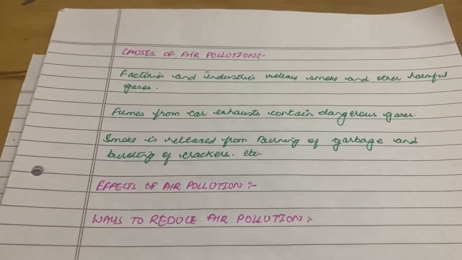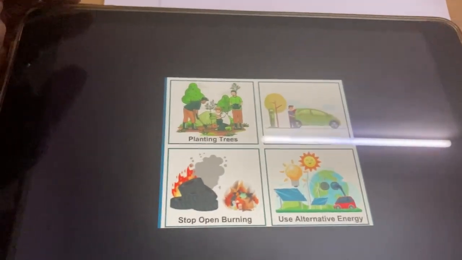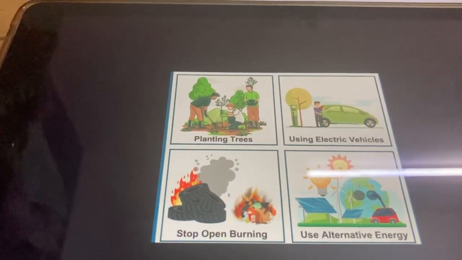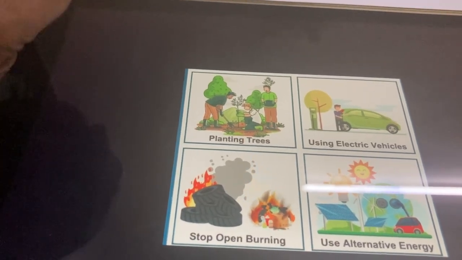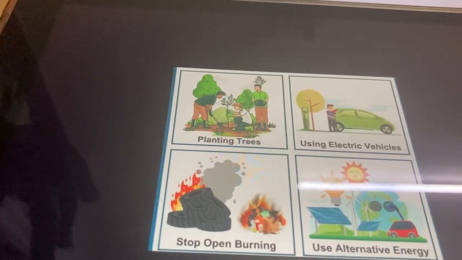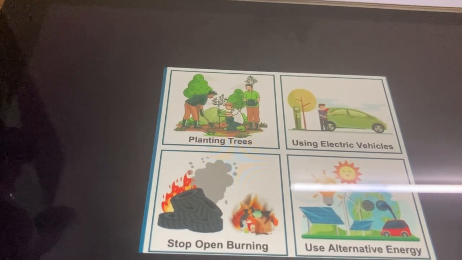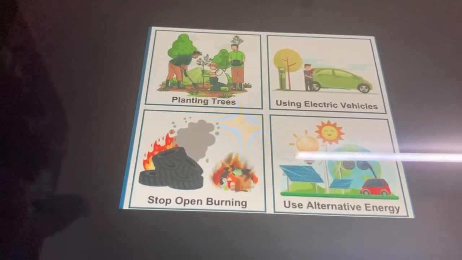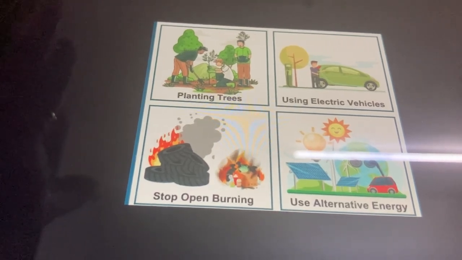The ways we can reduce air pollution are: we should plant more and more trees so that the dust carried in heavy wind does not spread, because these plants will bind the loose soil. We should use more electric vehicles. We should not burn any garbage or crackers, because it creates smoke which is harmful for us. And we should use alternate energy like solar energy and windmill energy. Then we should promote cleaner energy resources.